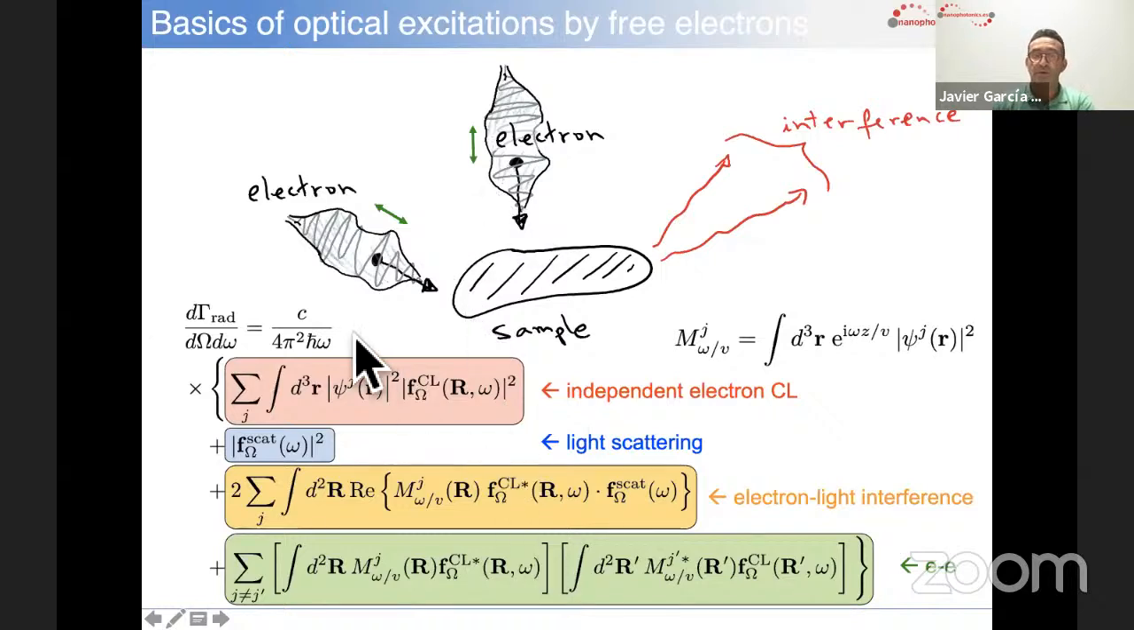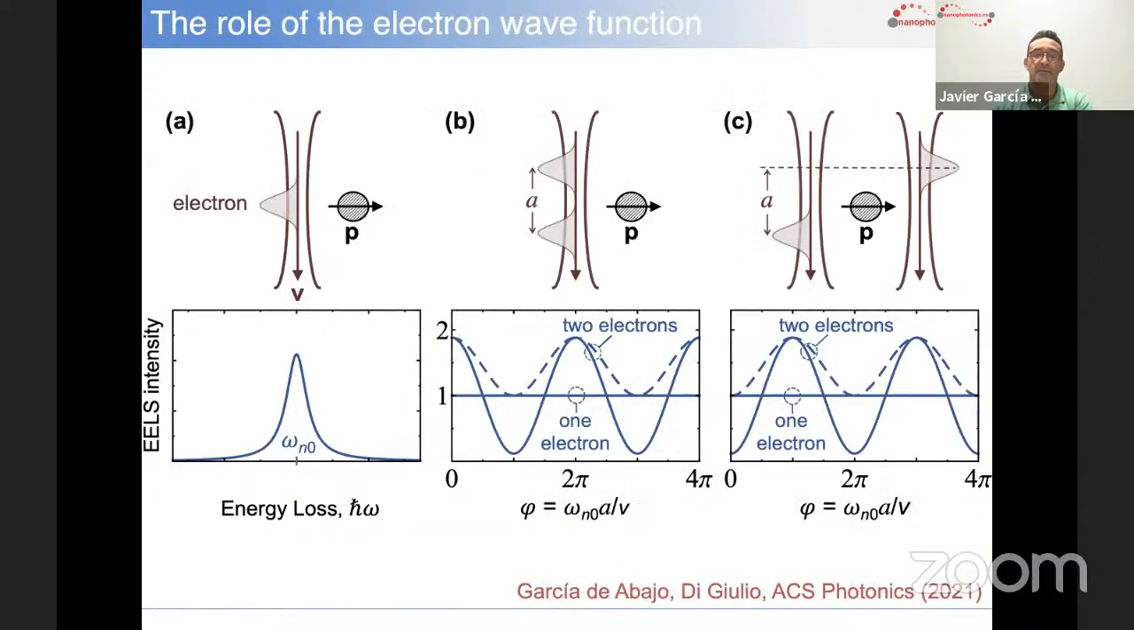But then the full solution for this system, when you have light, electrons, everything, has a contribution to the far field radiation or far field photon count, which is the cathodoluminescence emission from the electrons, like independent electrons, plus light scattering. Then you have electron-light interference, similar to before through this coherence factor. Then you also have electron-electron interference, also mediated by these coherence factors. You have all of this. Let's analyze it in a more intuitive way with a simple calculation.